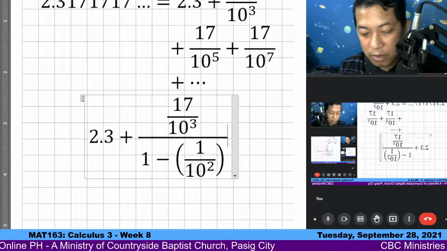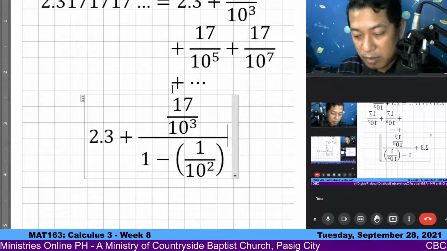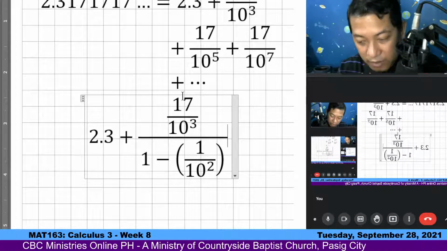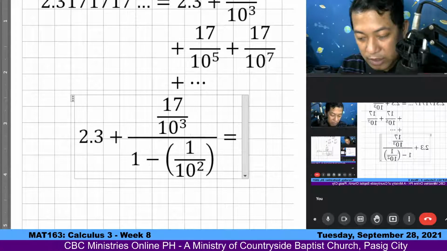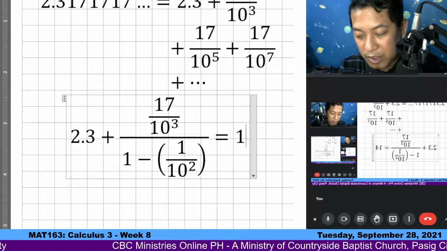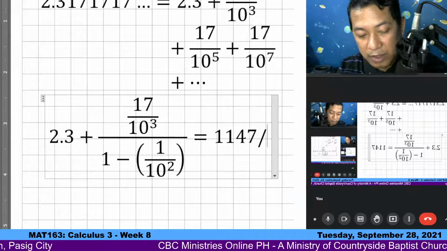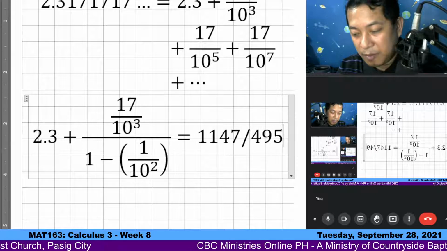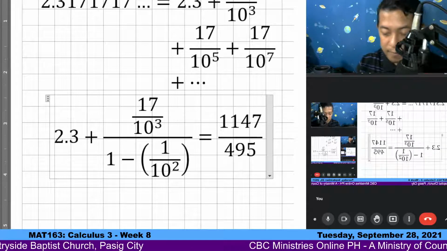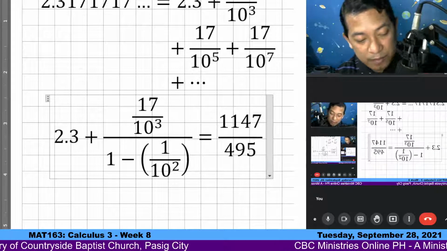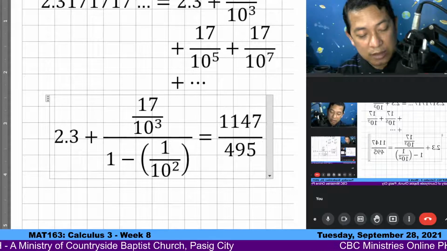So it's up to you to solve and simplify. I will just tell the answer. The answer is 1,147 all over 495. So that is what we see here, mga kapatid.